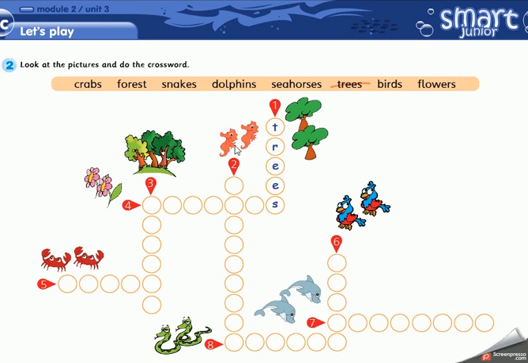Number two, we have the picture of seahorses, okay? So we have seahorses. Now, let's find the word and write it down. Crabs, forest, snakes, dolphins, seahorses. Good. Now, let's write it down.